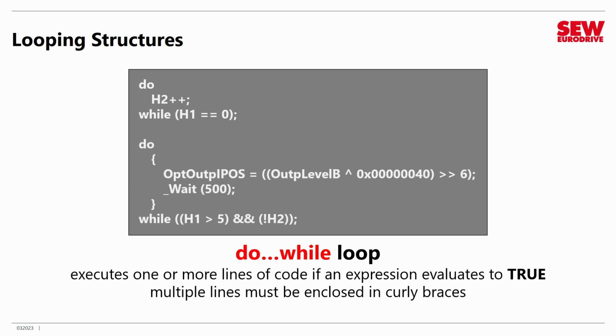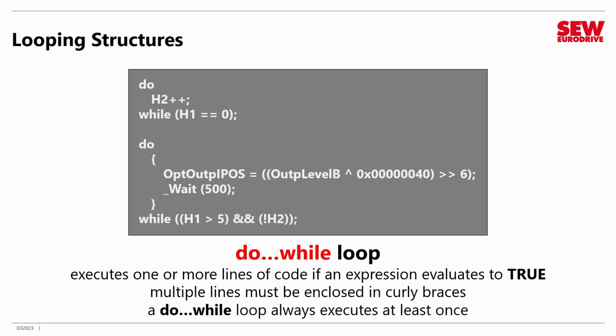Of course, if you want to do multiple lines, you do the usual curly braces thing. So here's an example where it does a number of things in the curly braces, and it's got 2 conditions that it checks down there at the end. H1 has to be greater than 5, and H2 has to be false. As long as those conditions are both met, the do loop keeps going. Don't forget, of course, it ends in a semicolon here as well.